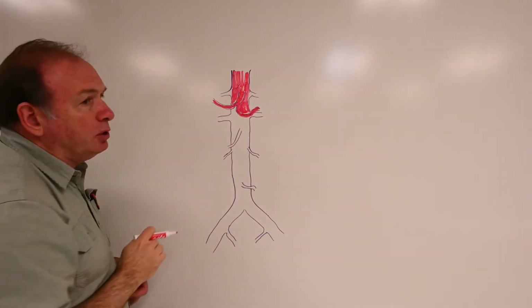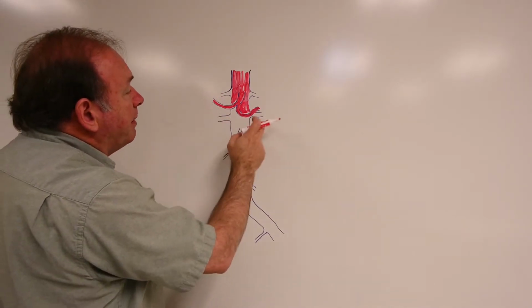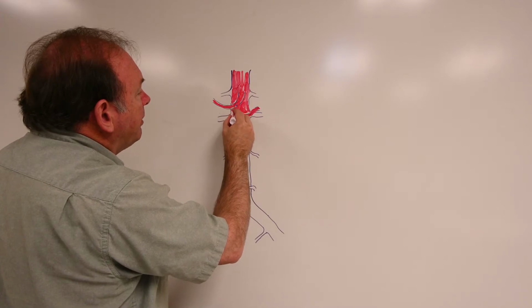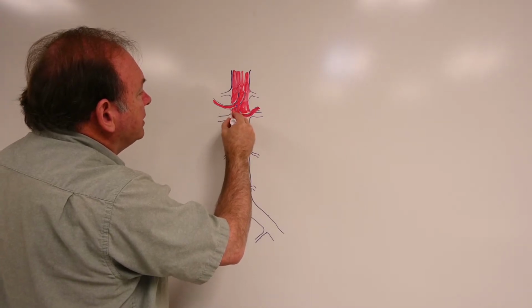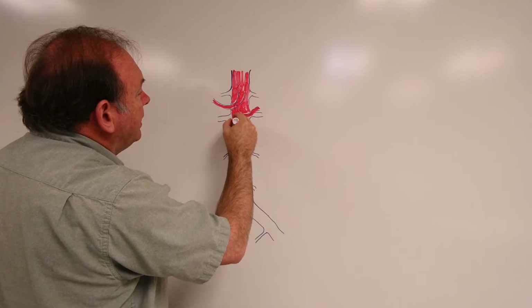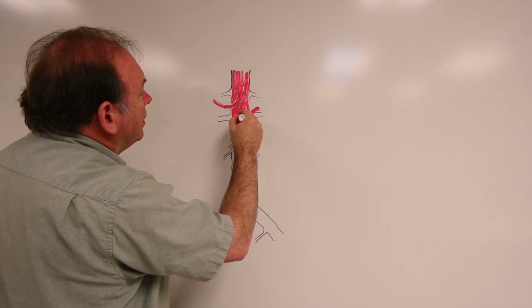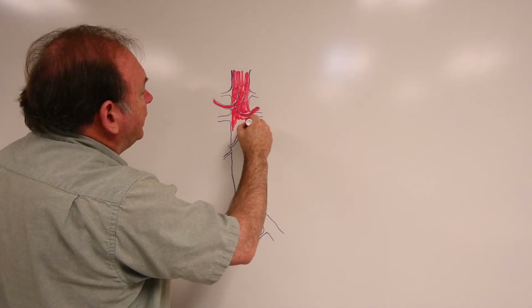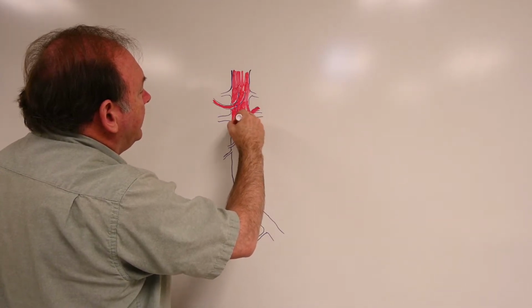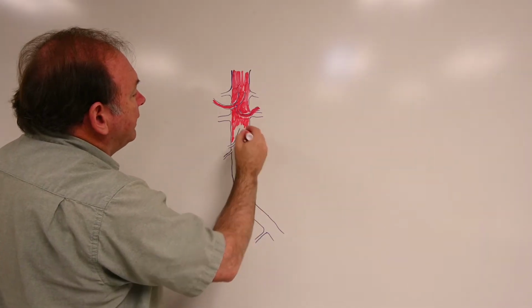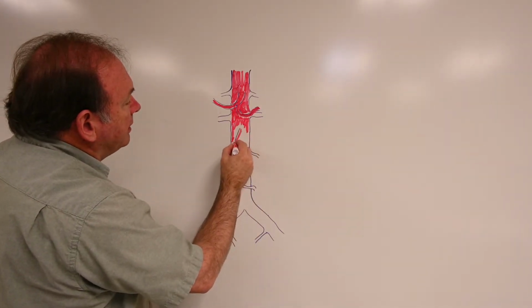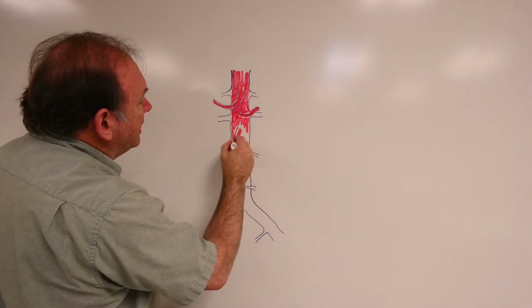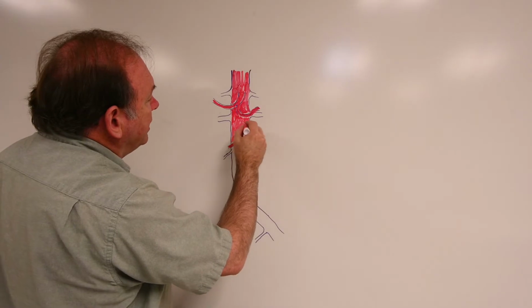It branches into two other vessels. This is going to be the hepatic artery. The other one is going to be the splenic. That hepatic is sometimes called the common hepatic. So we have the splenic and the hepatic coming off the celiac. The next one down here is the superior mesenteric artery, superior mesenteric.